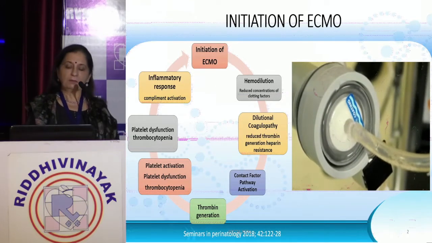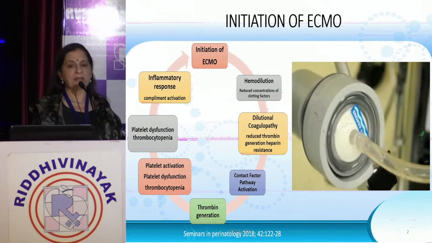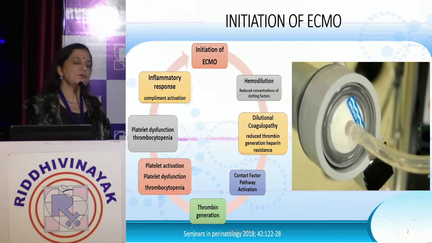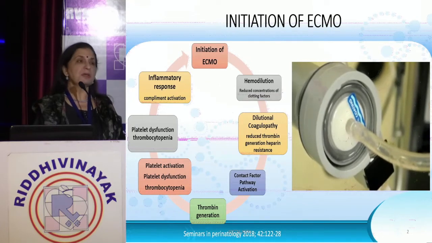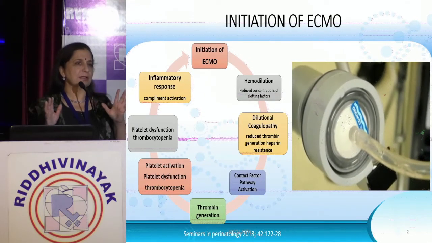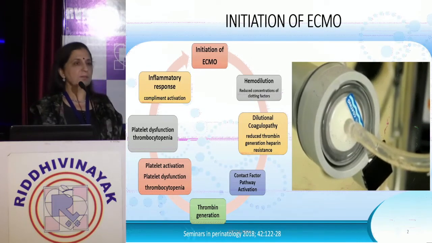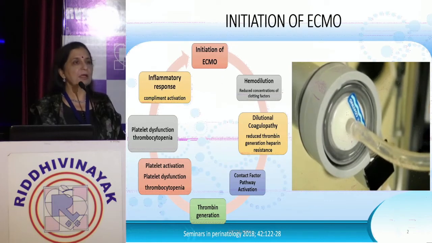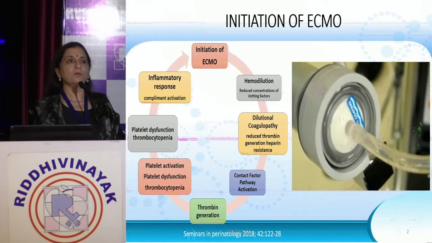So initiation of ECMO brings about activation of the platelet cascade, the intrinsic extrinsic pathway. It brings in a dilutional coagulopathy, a contact factor pathway activation with thrombin generation. What is the root cause of all this? The excessive generation of thrombin. And what does thrombin do? Thrombin enhances the effect of heparin. So heparin as an anticoagulant with more thrombin is going to cause more bleeding.